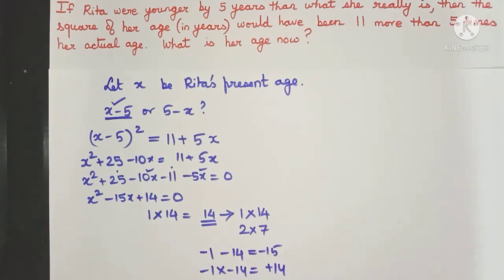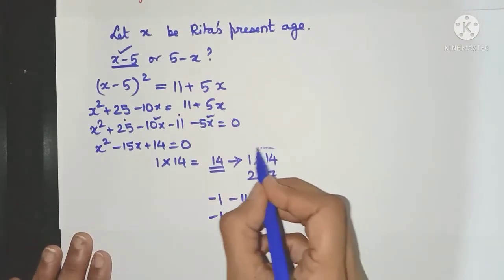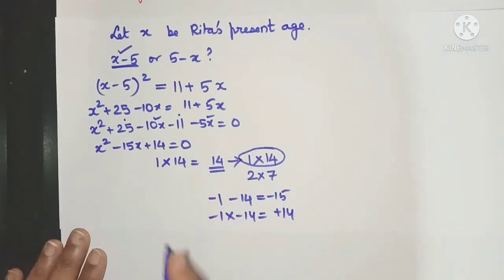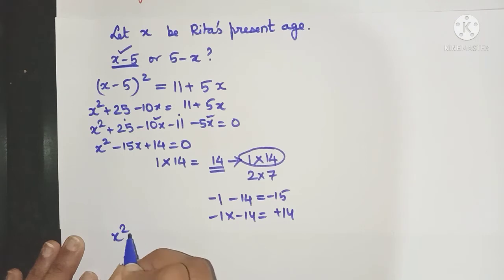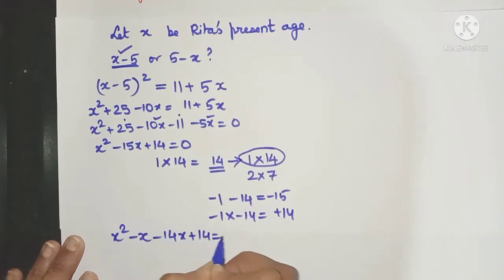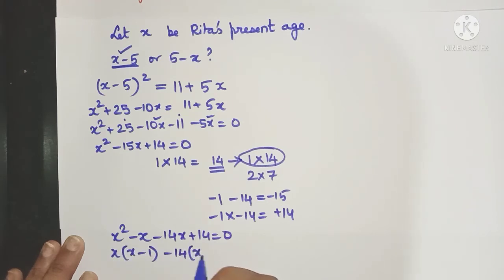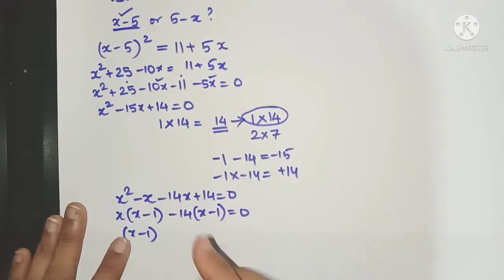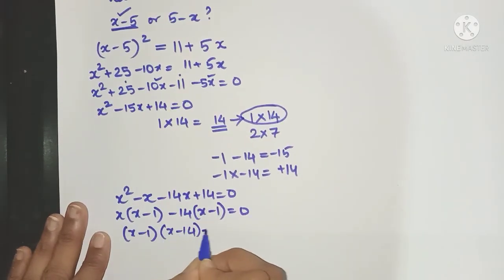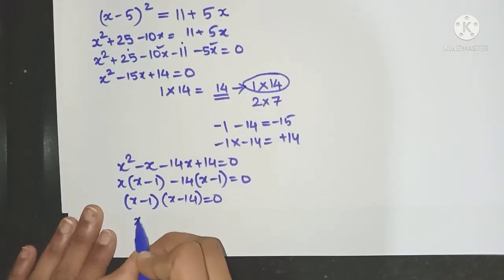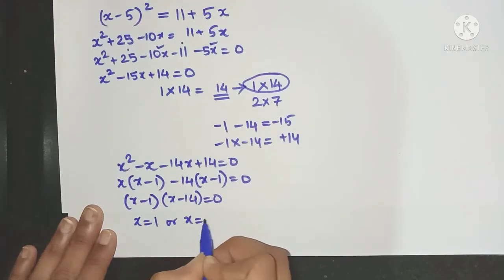And that's great, friends. So let's straight away use these two factors and put it over here. Let's split the middle term. I will say x square minus x minus 14x plus 14 equal to 0. That's all. Just factorizing everything over here. So I'll get x minus 1 into x minus 14 equal to 0, which means x is equal to 1 or x is equal to 14.